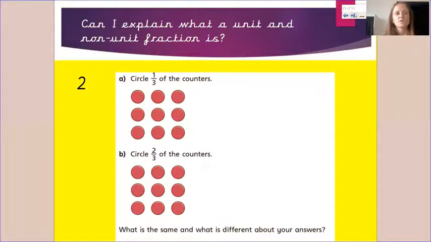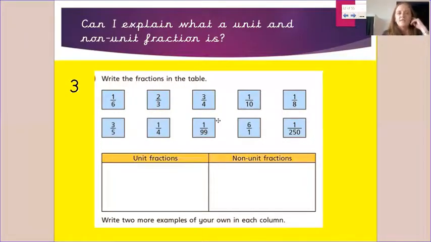Then let's move on to question 3. Write the fractions in the table. So you need to draw yourself a table of unit fractions and non-unit fractions, and then sort these fractions into the 2 columns. So you will need to decide whether it is a unit fraction or whether it is a non-unit fraction, and you will write that into each one. It also says write 2 more examples of your own unit fractions or non-unit fractions in each column, and you can try and do that in a different color so I can see which ones you have added.